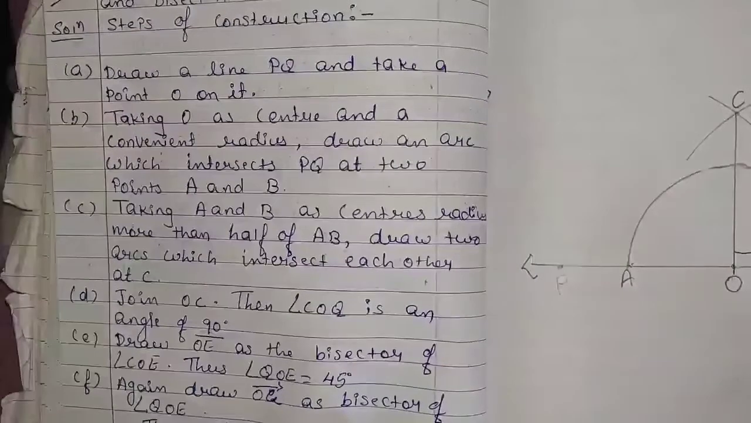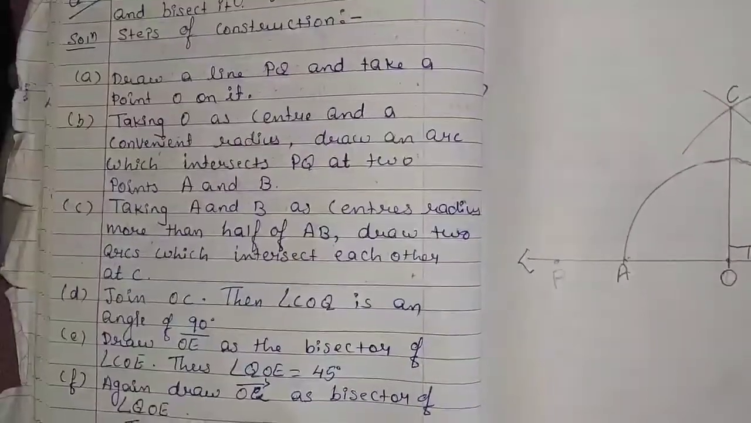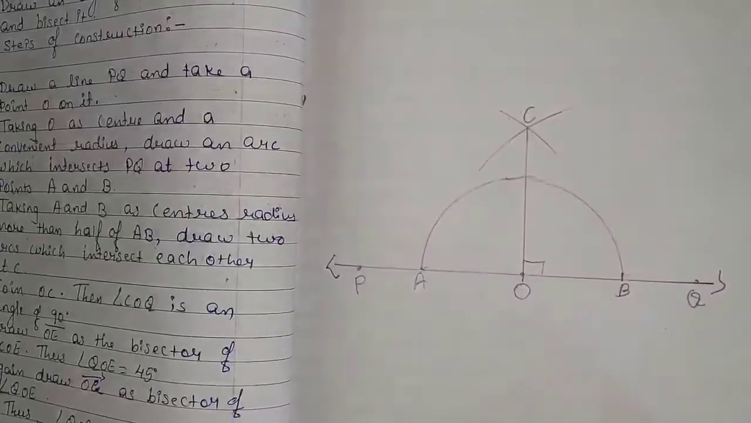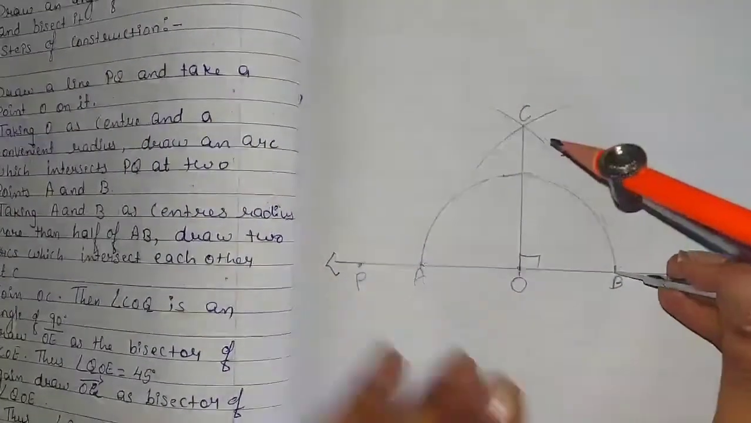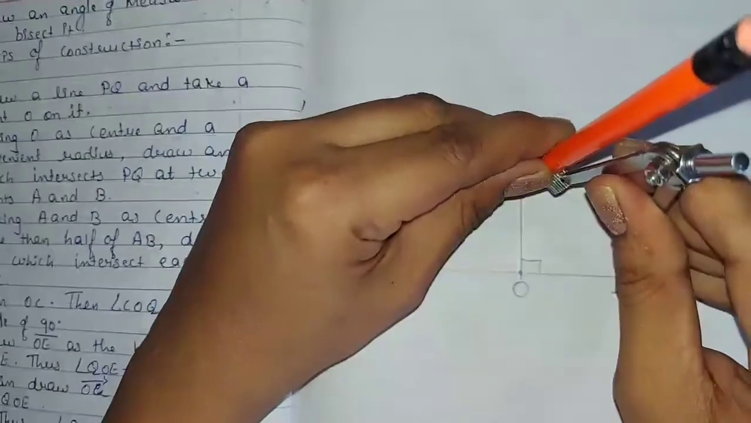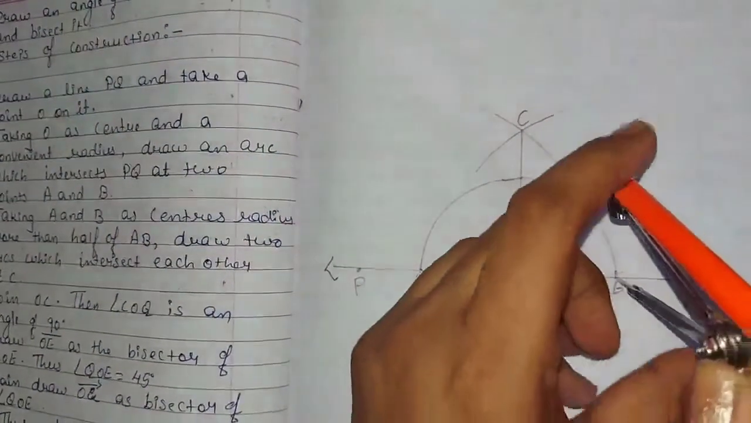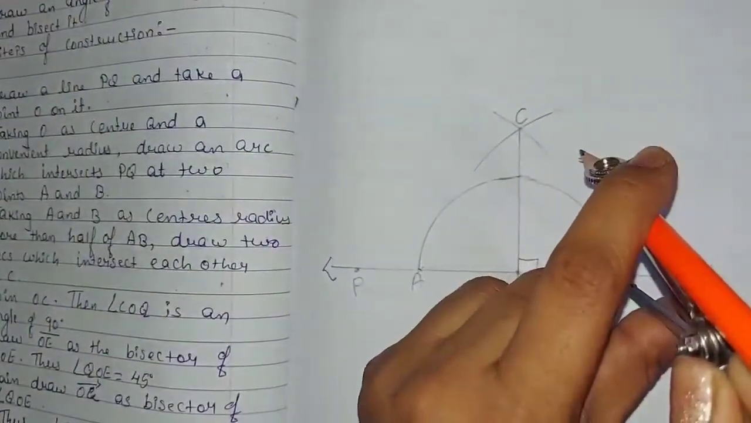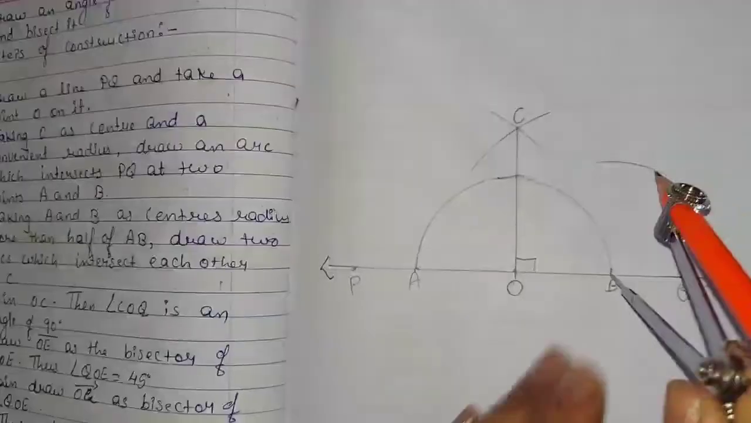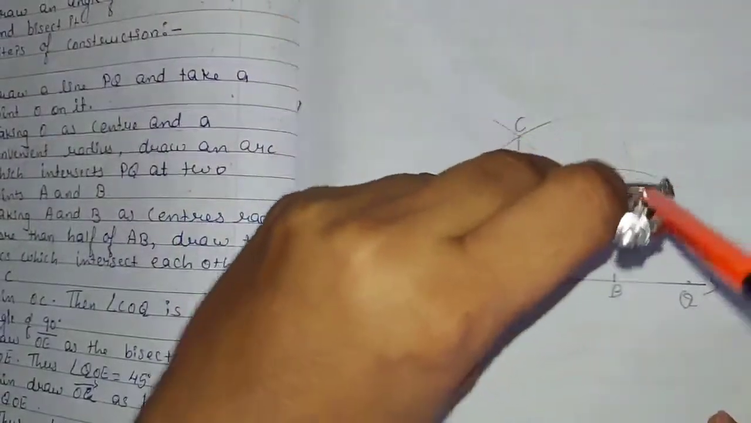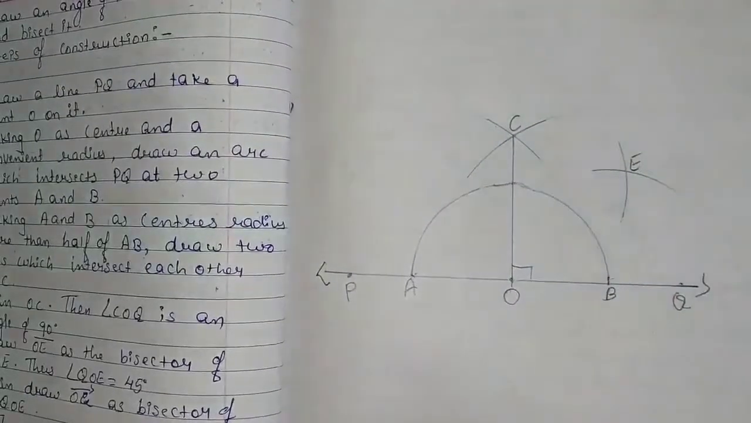D. Draw line segment OE as the bisector of angle COQ, and thus angle QOE is 45 degrees. So students, what do we have to do to get 45 degrees? We have to bisect this angle COQ. Let us take more than half radius and take B as a center and mark one arc. Let us take the other center and mark another arc. Now this intersecting point let us label as E.